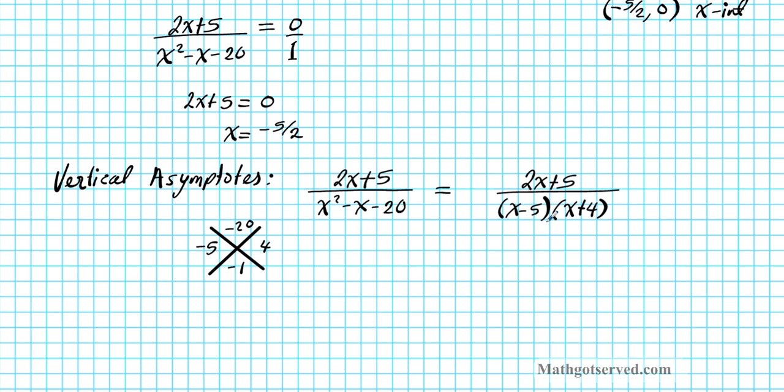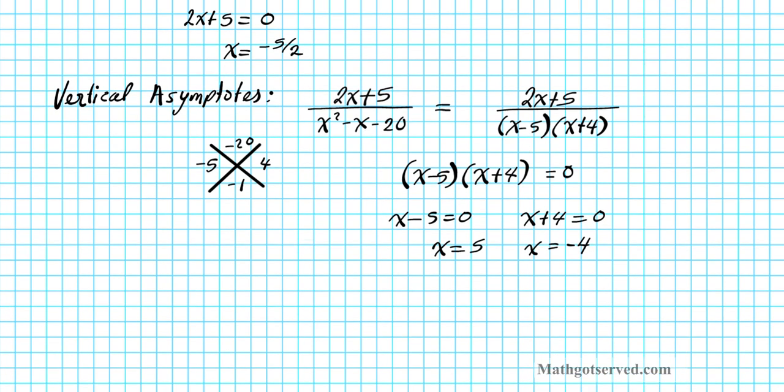So in this case, nothing cancels out, so we extract the denominator as it is and set it equal to 0 and solve it to get the x coordinates of our vertical asymptotes, okay? The equation of our vertical asymptotes. So set this to 0. We have x minus 5 equals 0, or x plus 4 equals 0. And then if you solve this, you have x equals 5 and x equals negative 4. Those are your vertical asymptotes.